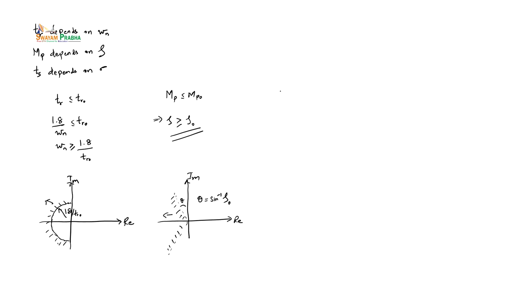And similarly, for Ts less than or equal to Ts0, we substitute our expression for Ts in terms of sigma, and we get that sigma is greater than or equal to 4.6 divided by Ts0.